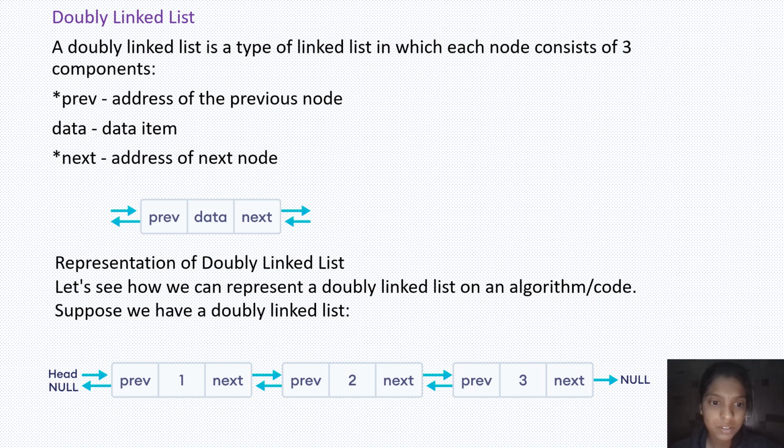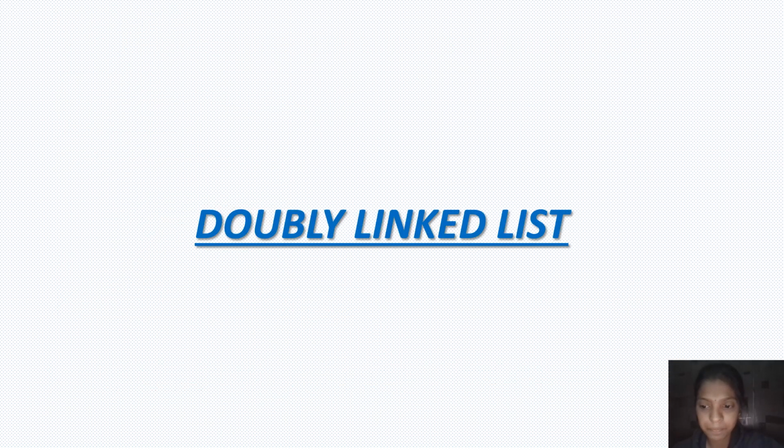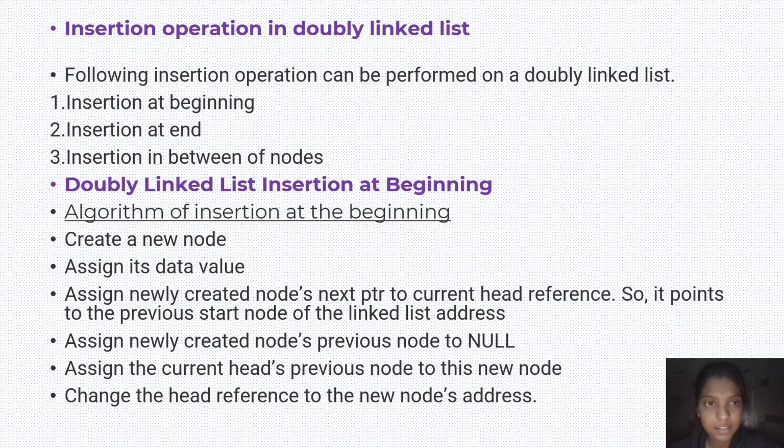Next is representation of a doubly linked list. Here is an example of how we can represent a doubly linked list: 1, 2 and 3. And the next is insertion operation in a doubly linked list. The following insertion operations can be performed on a doubly linked list: insertion at the beginning, insertion at the end, and insertion in between nodes.